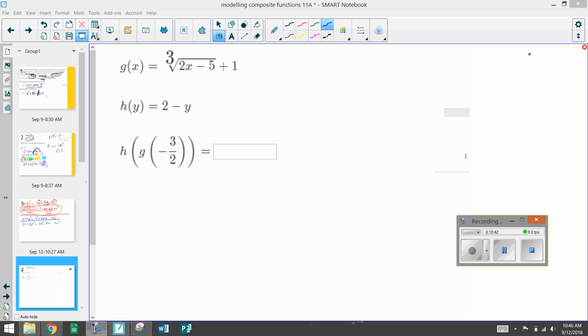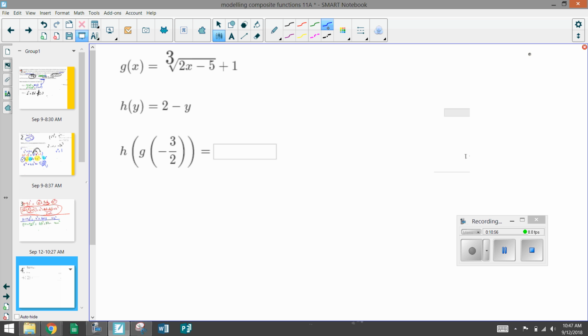Attention. Now, where are we going to start? Where's the starting point to that question? G of what? G of negative 3 over 2. Okay, we're going to start from here. This is the first question. We will find this first. Is equal to question mark. So here you go. X is negative 3 over 2 here. X equals negative 3 over 2. So plug it in here. Is that clear? Okay, let's start from here.